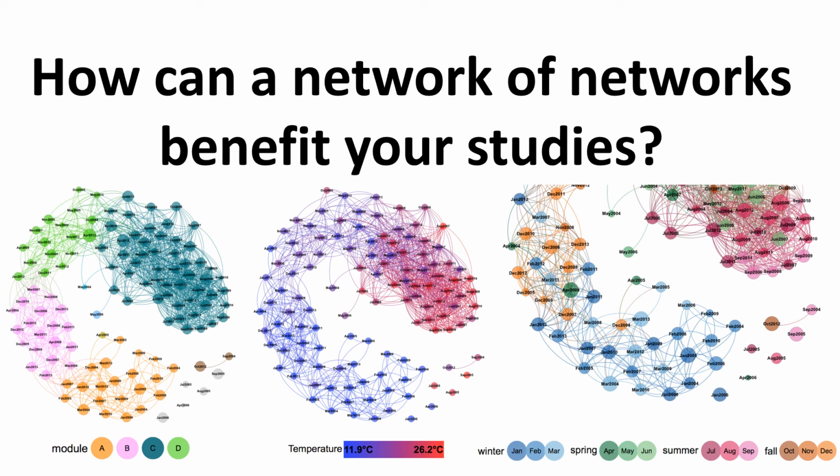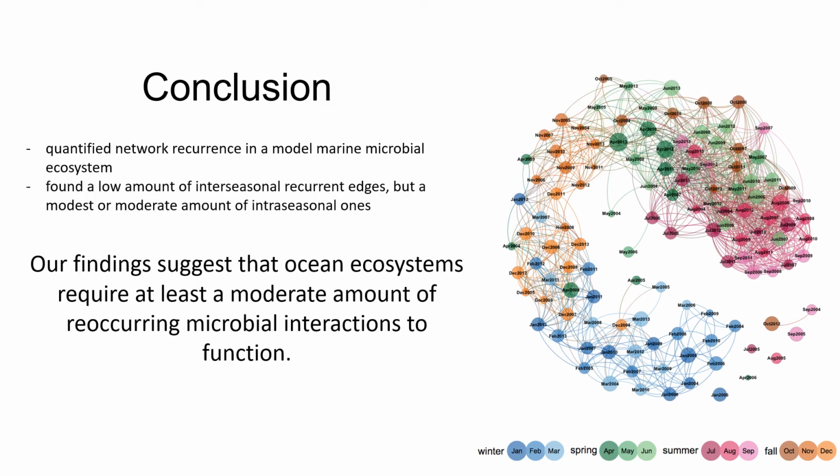Here, I presented the approach of generating a network of networks. There are various applications, so if I sparked your interest, let's have a chat. To conclude, we quantified network reoccurrence in a model marine microbial ecosystem. There was a low amount of interseasonal recurrent edges, but a modest to moderate amount of intra-seasonal edges. All in all, our results indicate that ocean ecosystems require at least a moderate amount of recurring microbial interactions to function.